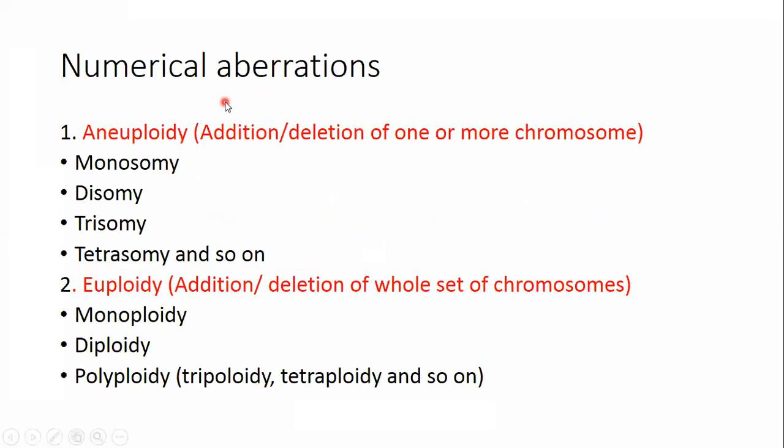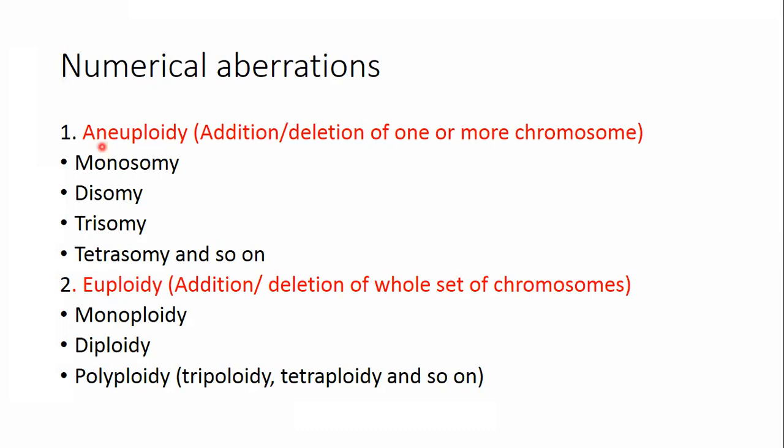So chromosomal aberration is basically a change in number of the chromosome or structure of the chromosome, in which numerical aberration is a change in number of the chromosome. Numerical aberrations are of two types. First is known as aneuploidy, and second type is euploidy.